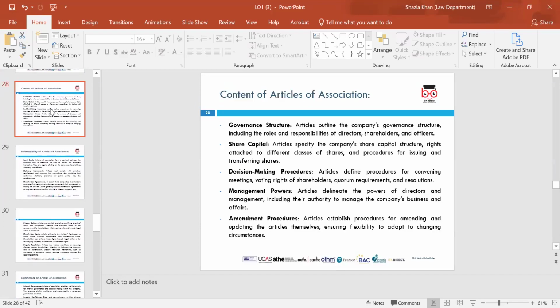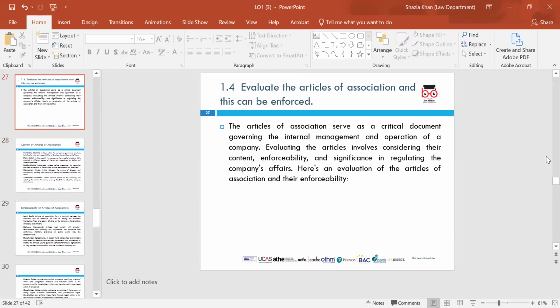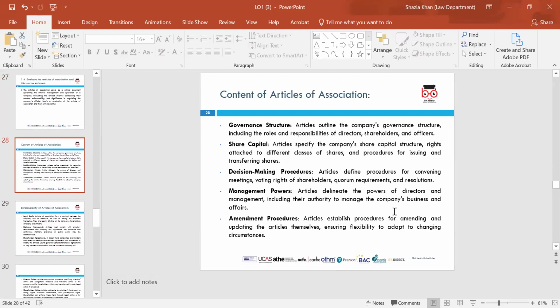So, content of Articles of Association. You have the governance structure, which are articles that outline the company's governance structure, including the roles and responsibilities of directors, shareholders, and officers. Then you have the share capital, which are articles that specify the company's share capital structure, the rights attached to different classes of shares, and procedures for issuing and transferring shares.